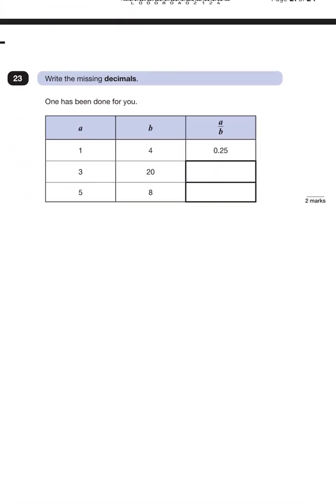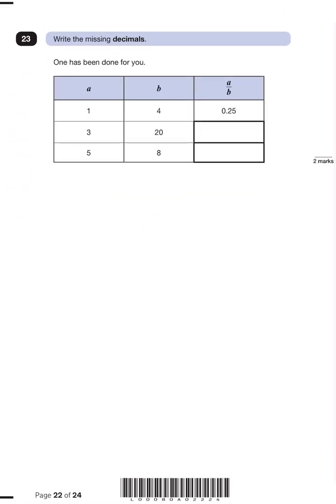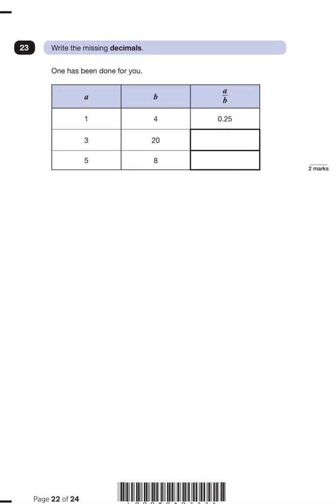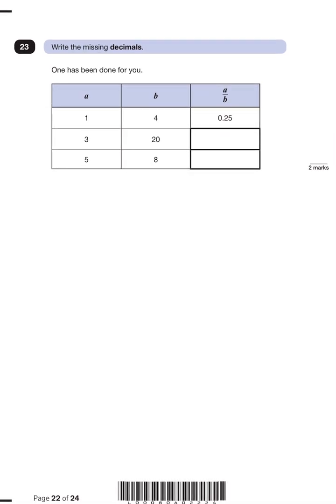Number 23. Write the missing decimals. One has been done for you. So A is 1, B is 4, A over B would be 1 over 4, which is a quarter, as a decimal, 0.25. Next one, 3 over 20. If I halve that, half the numerator 1.5, half the denominator 10, I know that 1.5 tenths is 0.15.